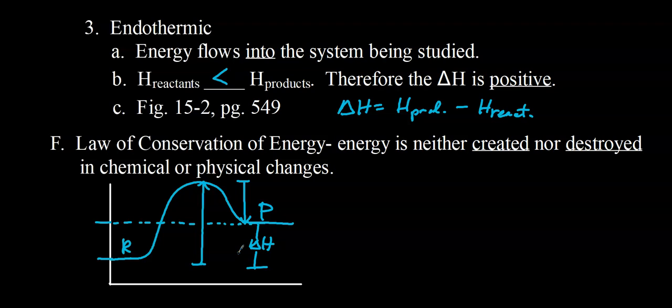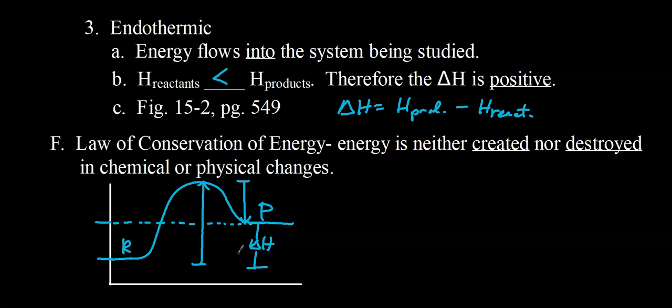Well, where did the energy come from to make those products? Well, the energy came from the surroundings. So remember, energy is absorbed from the surroundings, allowing for the transformation of the reactants into the products.